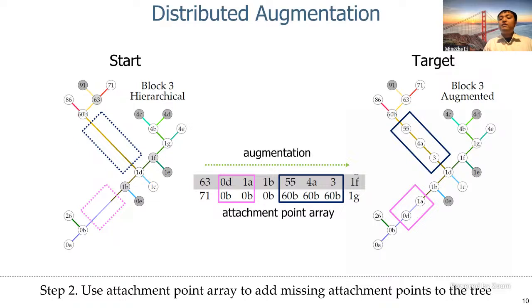In the array, 0D and 1A lie next to 0B, and 55 and 3 lie next to 60B. They are missing from the original block 3 contour tree. We can add these nodes into the contour tree, and then we get the augmented tree.